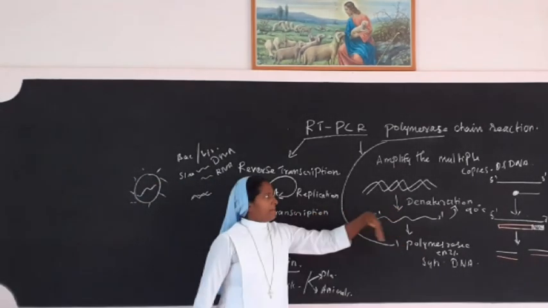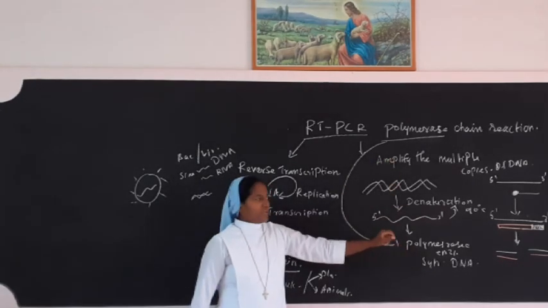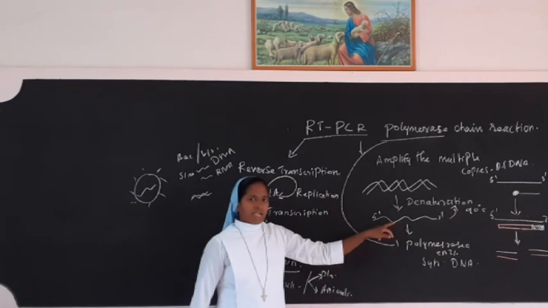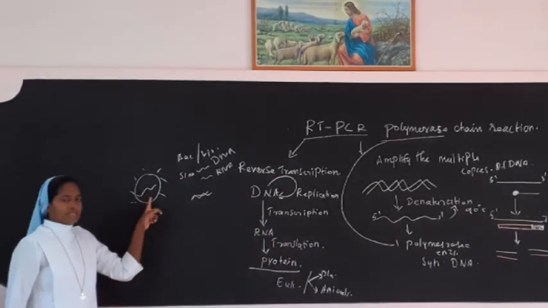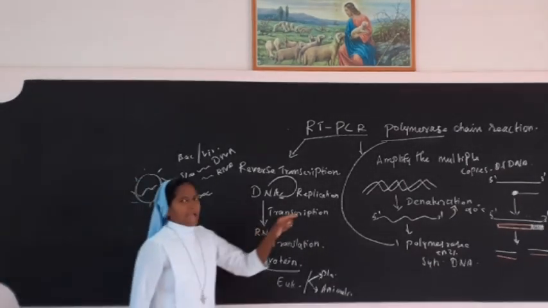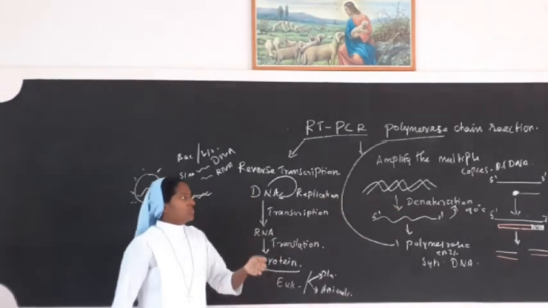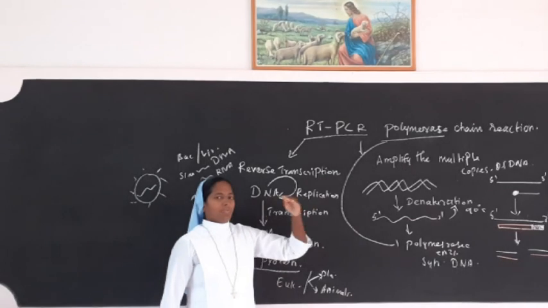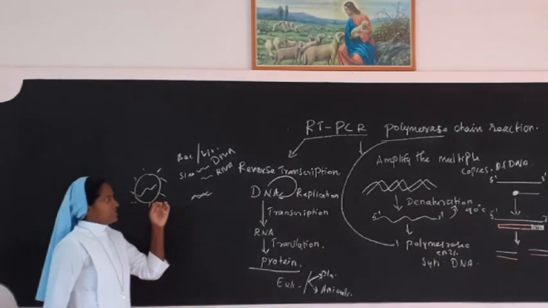PCR technique. But we understand that for PCR technique, we need to have single strand DNA. But in the virus, what does it have? It has got an RNA strand. But this RNA strand cannot be amplified in the technique. So, to change the RNA into DNA, we need reverse transcription. So, that is the thing.